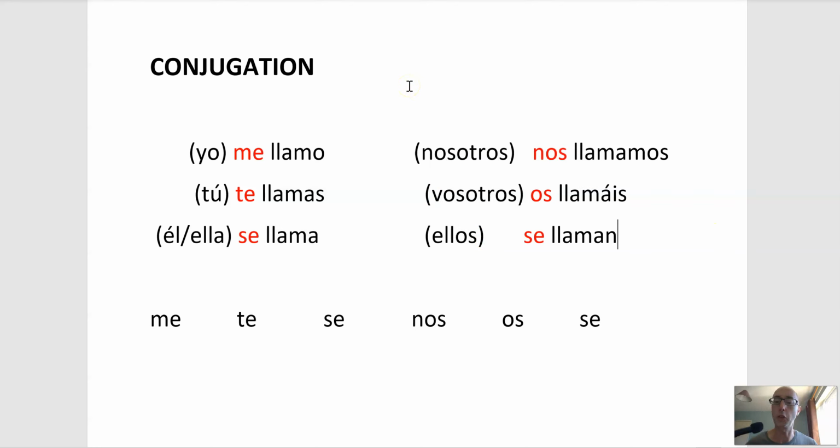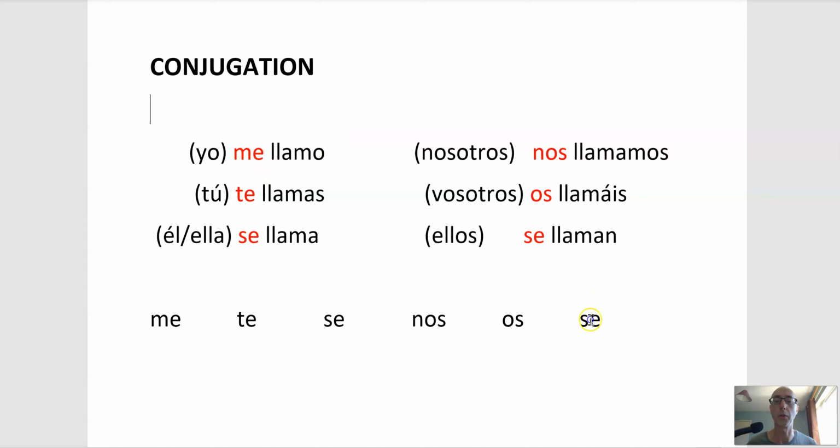So the key to conjugating a reflexive verb, or a pronominal verb, to be correct, is just conjugate the verb as normal. So llamar is a regular verb, so we just say llamo, llamas, llama, llamamos, llamáis, llaman. All we have to do then is add the correct pronoun.